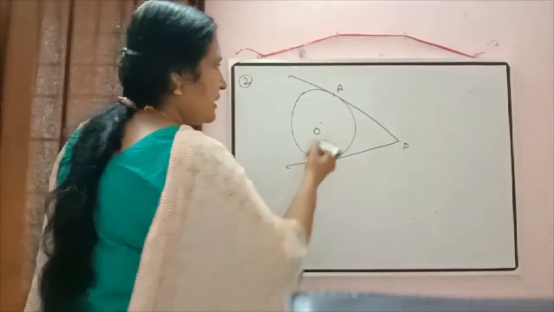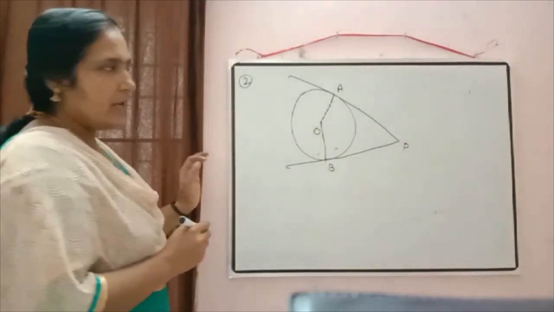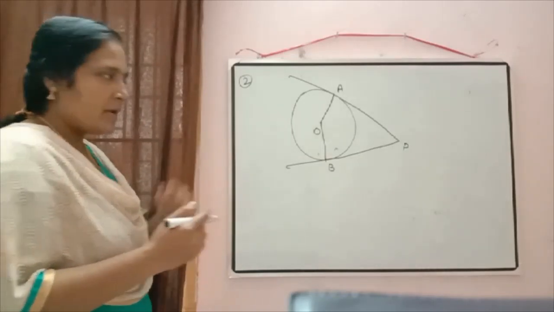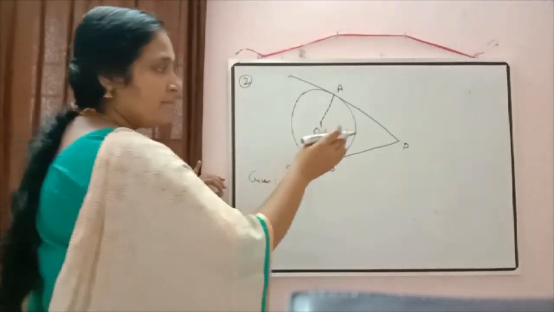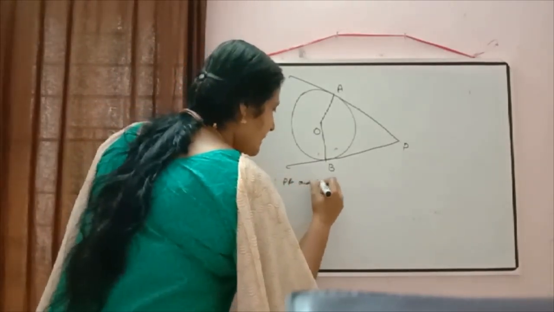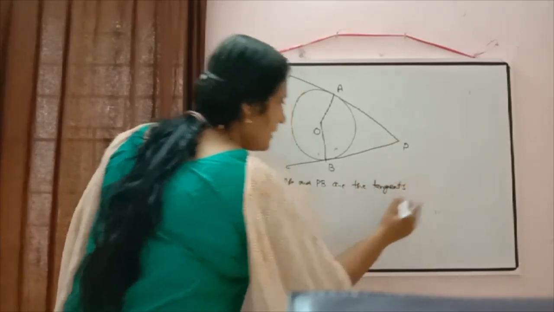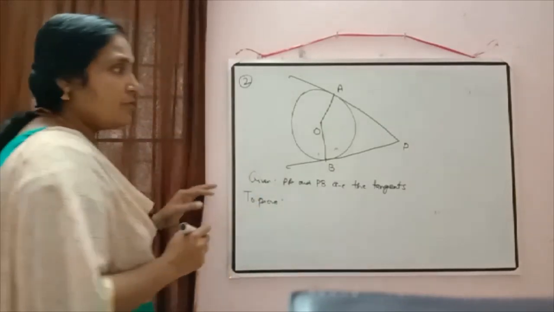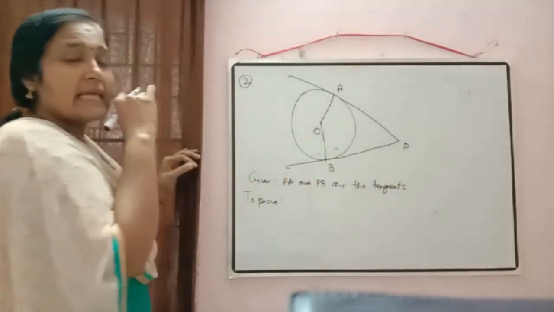So we need a quadrilateral there. What do we have to do? Just join AO and OB. So here we have to prove this quadrilateral is a cyclic quadrilateral. Okay. So write down what is given in the question. What is given? It is given PA and PB are the tangents. And then to prove. What do we have to prove? We have to prove the quadrilateral AOBP is a cyclic quadrilateral.